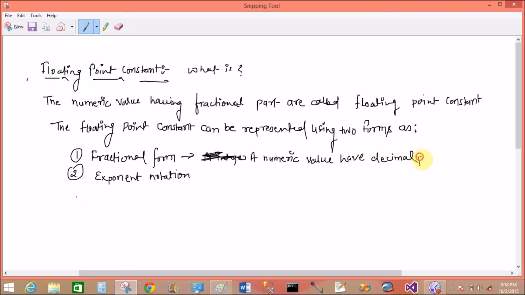If you want a fractional form example, here is a sweet definition of fractional form: a numeric value that has a decimal point. For example, 0.5, that is a numeric value with a 0 and a decimal point, minus 0.99, minus 0.6. These are numbers in which we can use the fractional form.